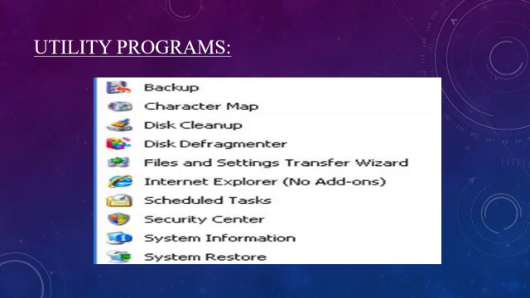Children, you can observe on the screen there are some utility programs which are installed in our systems. If you want to check utility programs in your system, please enter Windows key plus X. Note down, children, Windows key plus X shows you the utility programs in your system.